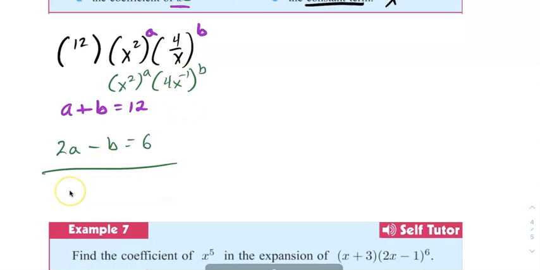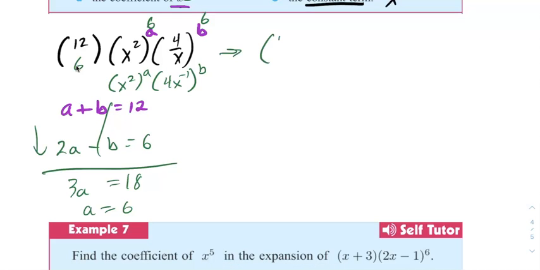And this is an easy equation to solve. You add down, you get 3a, these cancel, equals 18, and you get a equals 6. So I know what my a is. That's 6. If that's a 6, this must also be a 6, because those two have to add up to 12. If that's a 6, this is a 6 down here. So I have to expand 12, 6, x squared to the 6, 4 over x to the 6th.